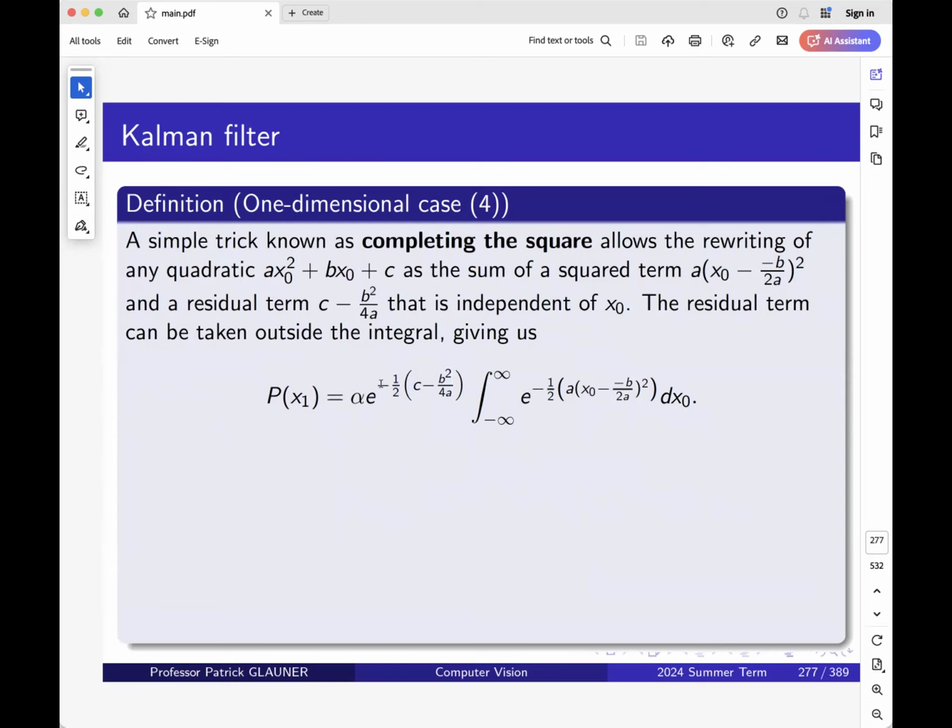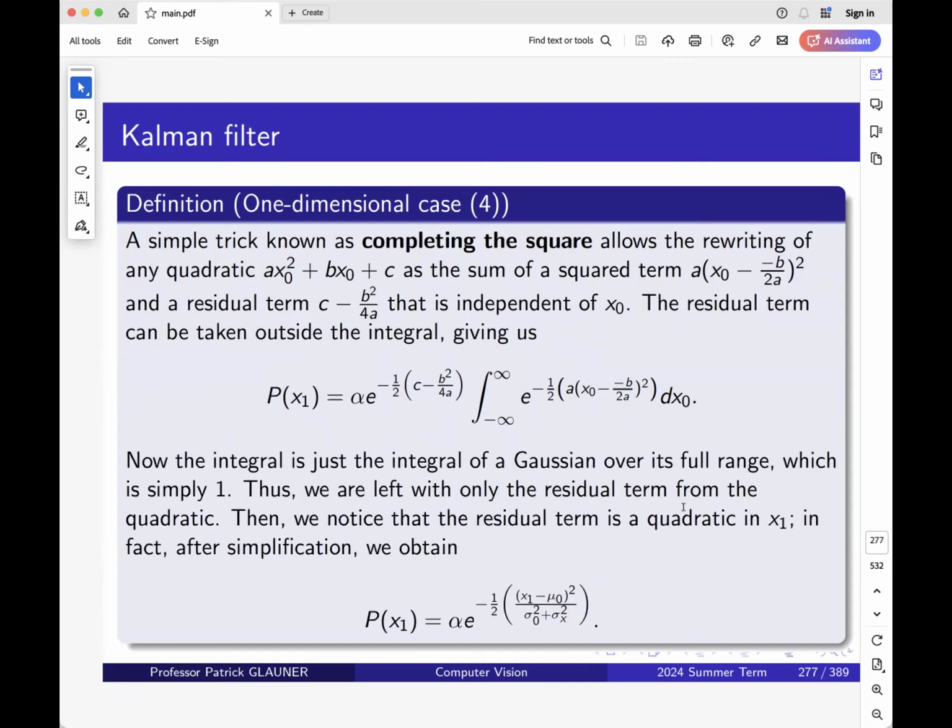We're still dealing with these exponentials, but I was able to rewrite these terms by completing the square. It's something like e to the minus 1/2 times (c minus b squared divided by 4a) times this integral, and the integral is from minus infinity to plus infinity along x0, of e to the 1 divided by 2 times a times (x0 minus, and there is the fraction, minus b divided by 2a) squared.